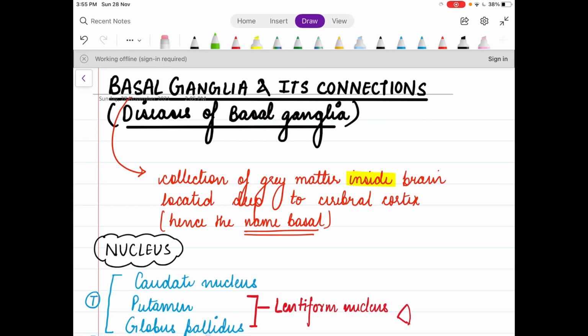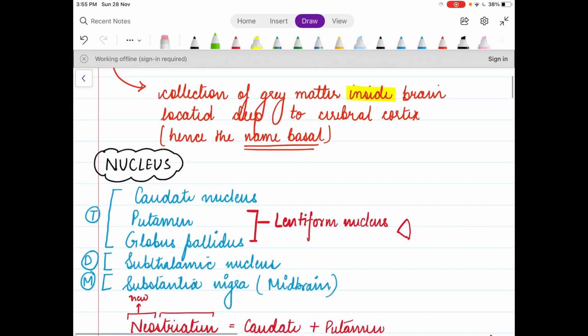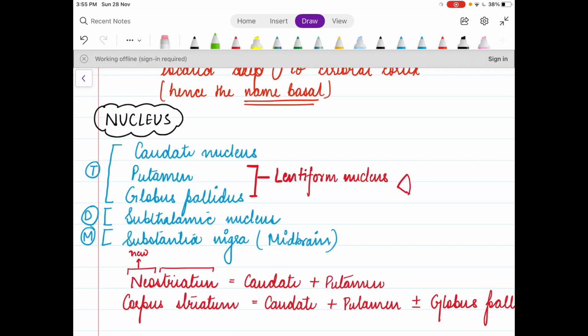The five nuclei of the basal ganglia comprise the caudate nucleus, the putamen, the globus pallidus, the subthalamic nucleus and the substantia nigra. The caudate nucleus, putamen, and globus pallidus are derived from the telencephalon, hence I have written the letter T in the left corner. The subthalamic nucleus is derived from the diencephalon, and the substantia nigra, which is located inside the midbrain, is derived from the mesencephalon. The substantia nigra is the nucleus involved in the pathology of Parkinson disease.